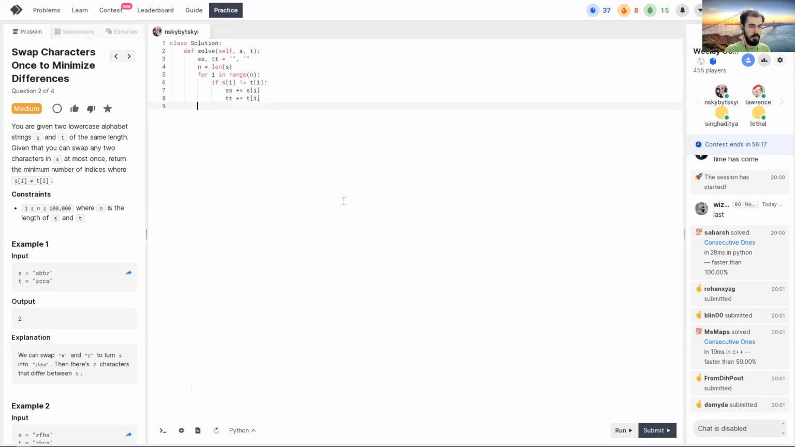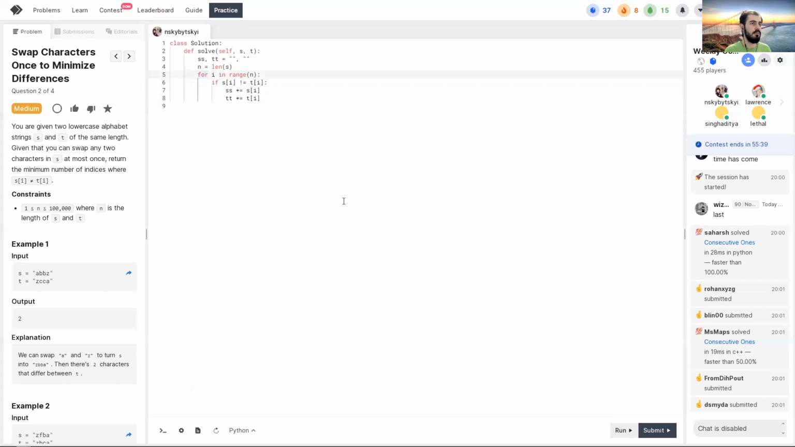Okay. Then what we would like to do is the following. Actually, what would we like to do? How much can the number of different spots change? It can change by 2. It can decrease by 2 if we swap so that S[i] equals T[j] and S[j] equals T[i]. Then we can decrease by 2.